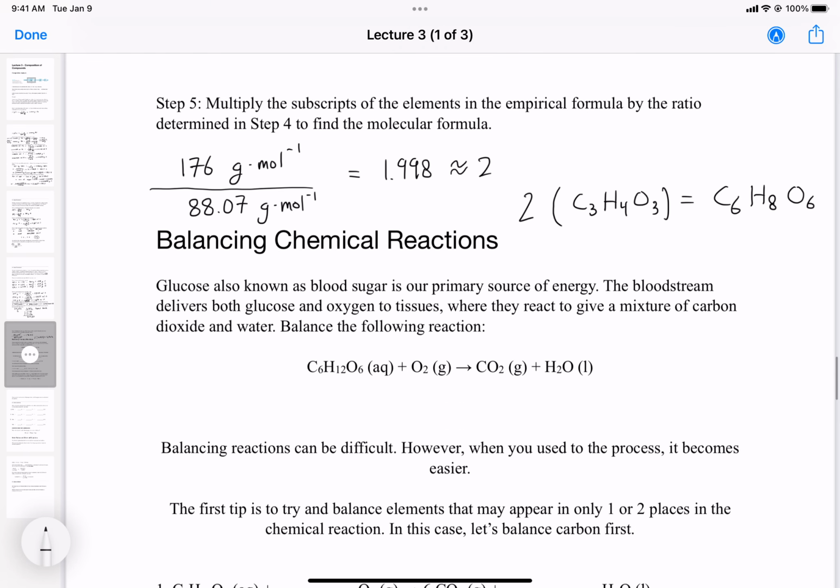Okay. So glucose, also known as blood sugar, is our primary source of energy. The bloodstream delivers both glucose and oxygen to tissues and other parts of the body that require energy to function. They react to give a mixture of carbon dioxide and water. So that's the energy transformation process.